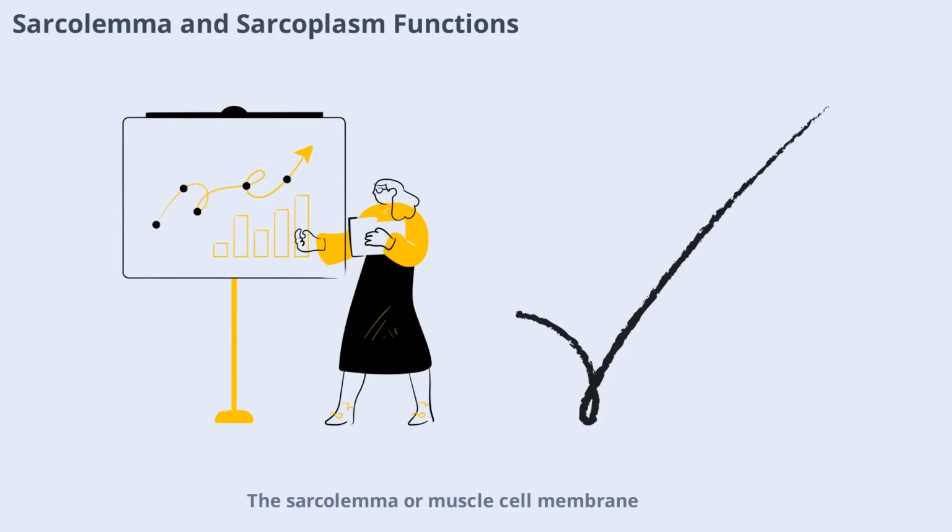Sarcolemma, or muscle cell membrane, plays a vital role in protecting the muscle fiber and regulating the flow of ions in and out of the cell. The sarcoplasm, the specialized cytoplasm, contains the organelles and molecules needed for energy production and contraction. Together, these components ensure that muscle fibers can respond quickly and efficiently to signals from the nervous system.